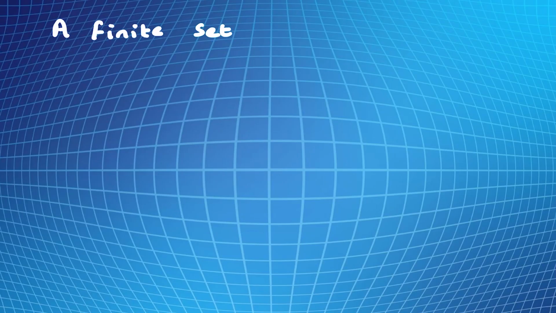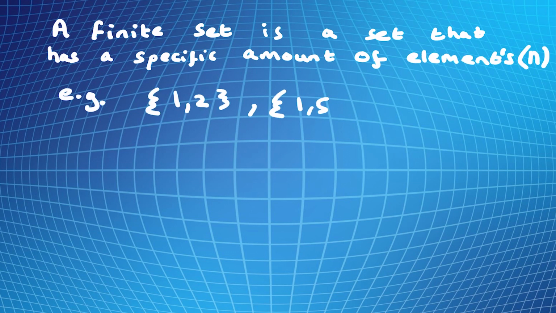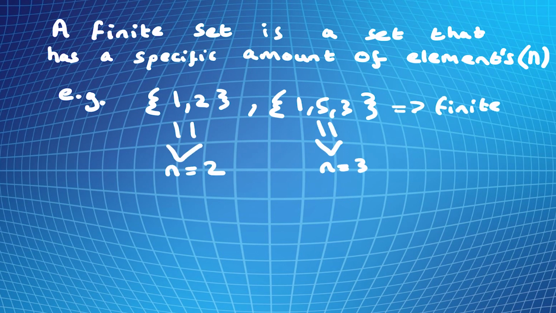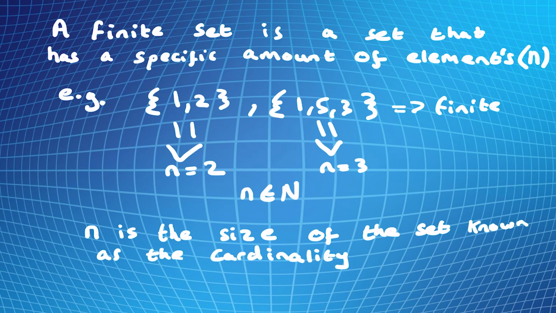Now then, for the last part of the video, let's discuss a few definitions. A finite set is a set with a specific number of elements which I'll call n. Now for an example, let's have a set with elements 1, 2. N in this case will be 2 because there's only 2 elements within that set. And for the set with elements 1, 5 and 3, N will be 3 because there's only 3 elements in that set. N is the size of the set. It's known as the set's cardinality.